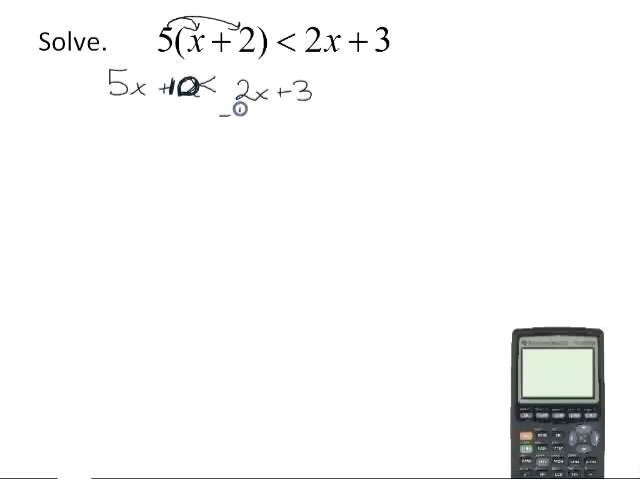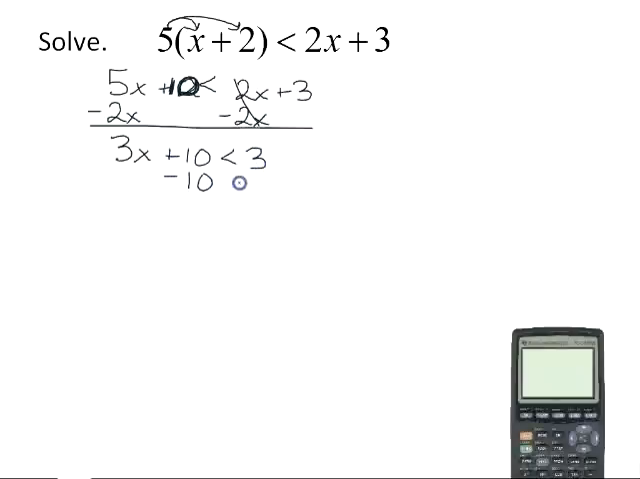Now because I have x on both sides of the inequality, I want to get the x's on one side. I get the x's on one side by getting rid of my 2x. To get rid of the 2x, I subtract the 2x on both sides. So now I have 3x plus 10 is less than 3. Now I need to get rid of my 10. To get rid of my 10, I subtract the 10 on both sides. So I have 3x is less than negative 7.